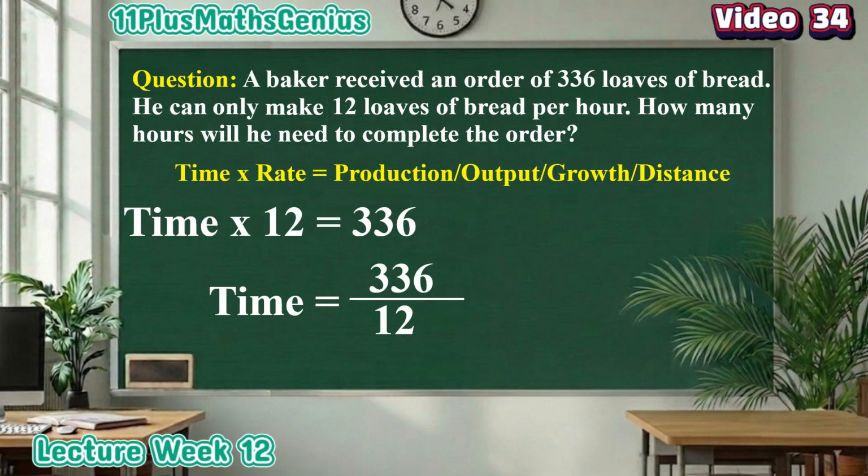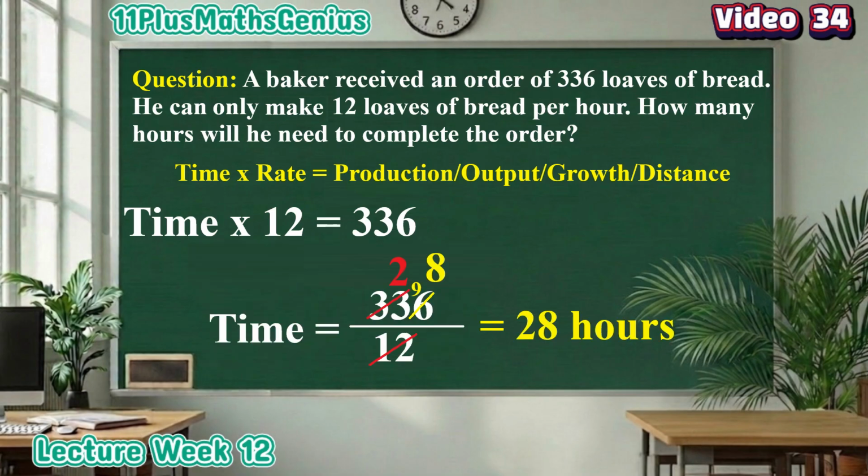Now, to figure out how long it takes for the baker to bake the bread, we put the multiplication by 12 on the other side of the equation to make it divided by 12. Thus, time equals 336 divided by 12. Now 12 goes into 33 twice. Because we're left with a remainder of 9, we include the next number, 6. Now, 12 goes into 96 8 times, and since there are no remainders, we get 28 as our final answer. So, the baker needs 28 hours.